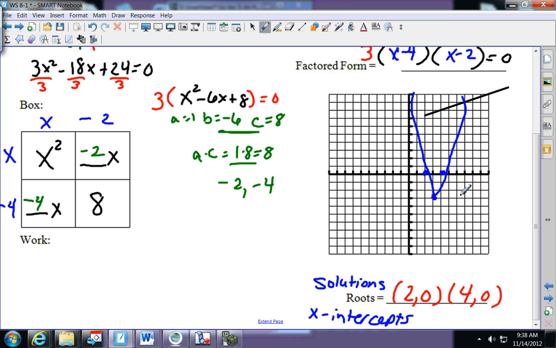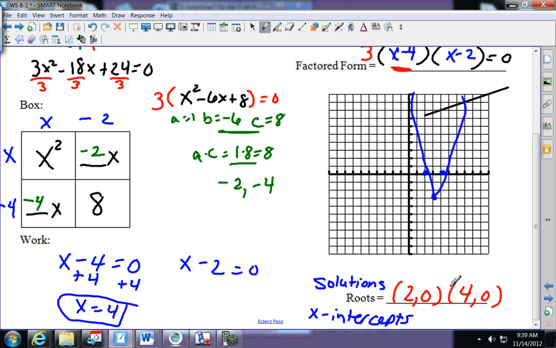Now, back in old folks' days like myself, we actually had to factor it, and then you take what's inside the parentheses. So I would take this x minus 4 down here where it says work, and set it equal to 0. I would take x minus 2 and set it equal to 0. And we are going to have to do these when it comes to the fractions and decimals. Then you had to solve for x. You had to add 4 to each side. You get x equals 4. There it is, 4, 0. Add 2 to each side. x equals 2. Oh, there it is, 2, 0.